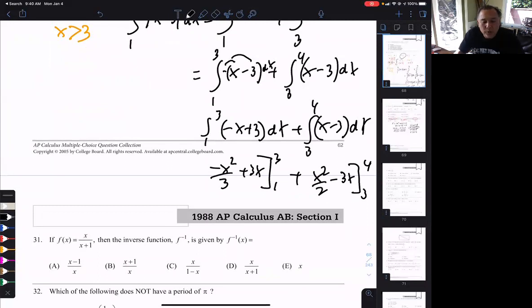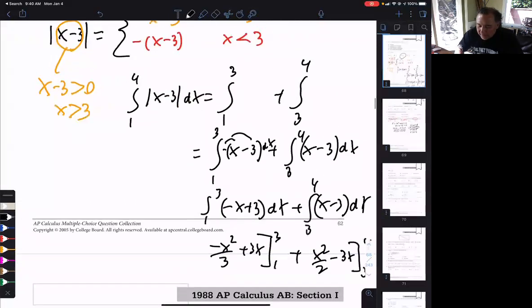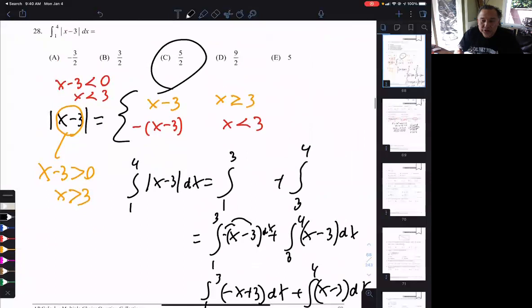That was a lot more work. Way better just to draw triangles and find areas. But like I said, sometimes if it's not an easy graph, you're going to have to do it the way I just showed you. Okay, so that's it for that problem.